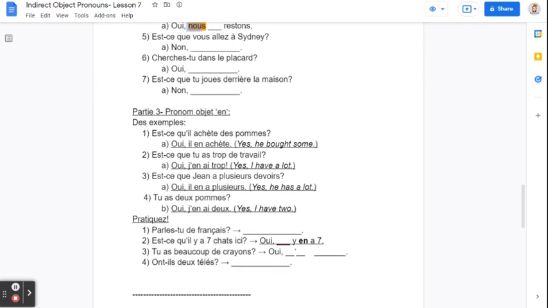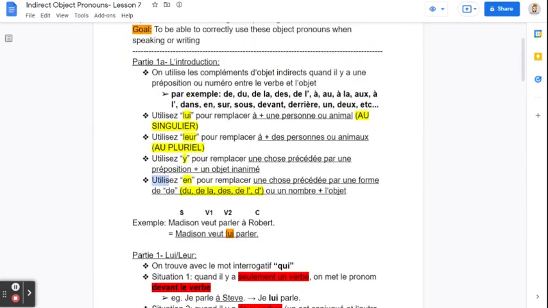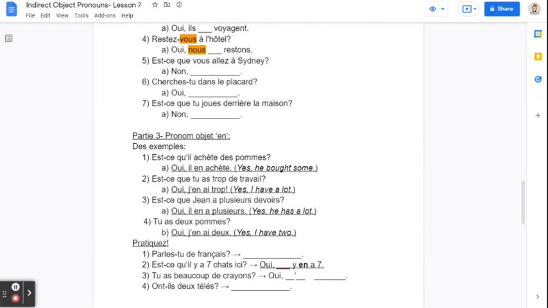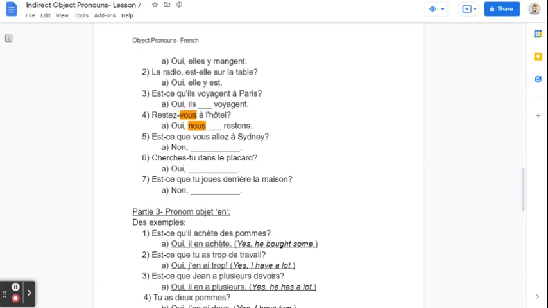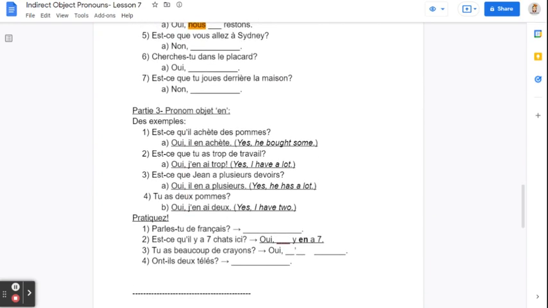Partie 3, pronom objet en. So some examples here could be, and again, just because we already talked about en up here in part 1a, I'm not going to be rephrasing it or re-saying it. So just keeping those rules in mind. Some examples here would be, est-ce qu'il achète des pommes? So again, I want to answer this question. So I would say, oui, il en achète. So yes, he bought some. So here you could see that sometimes a similar translation to y would be there. So like, yes, I'm going there, or yes, he works there, or something like that. And then for en, a similar translation in English would be some. So like, yes, he bought some, or something like that.